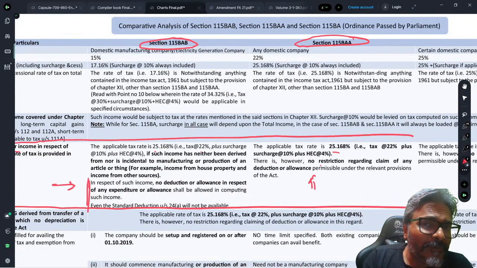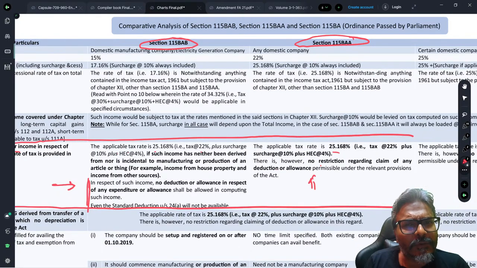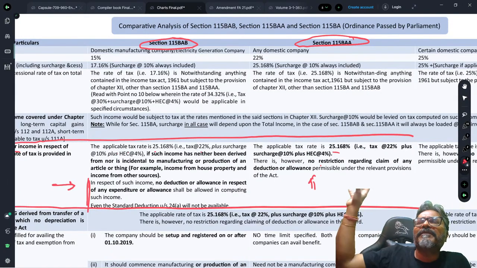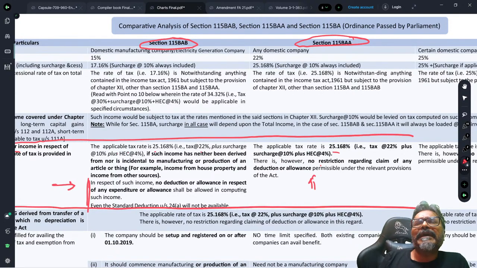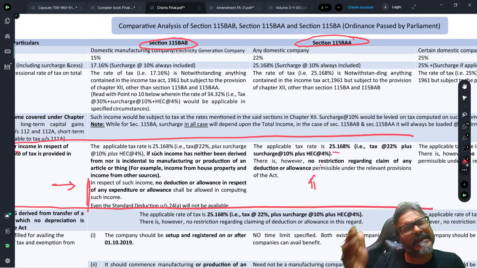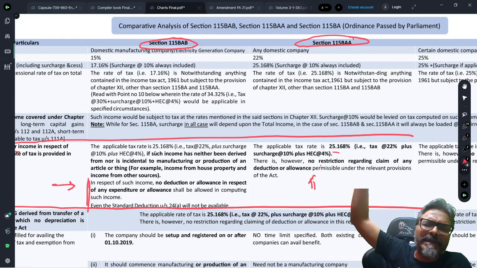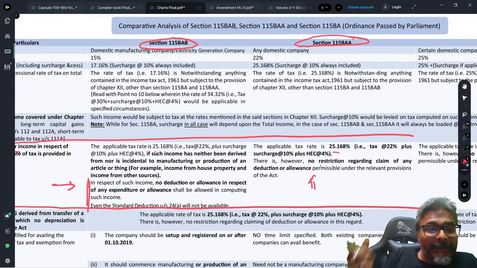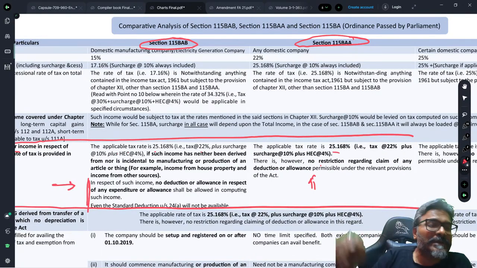Without any deduction. But when you talk about 115 BAA, students, there are only two rates. Which are those two rates? In 115 BAA, you have to see if there is any special income which is taxable at a special rate. In the total income computed as per 115 BAA, is there any special income which is taxed at the special rate? If that is the case, then that income will be taxed at the special rate. And the balance total income, including the other income, will be taxed at the rate of 25.168%.